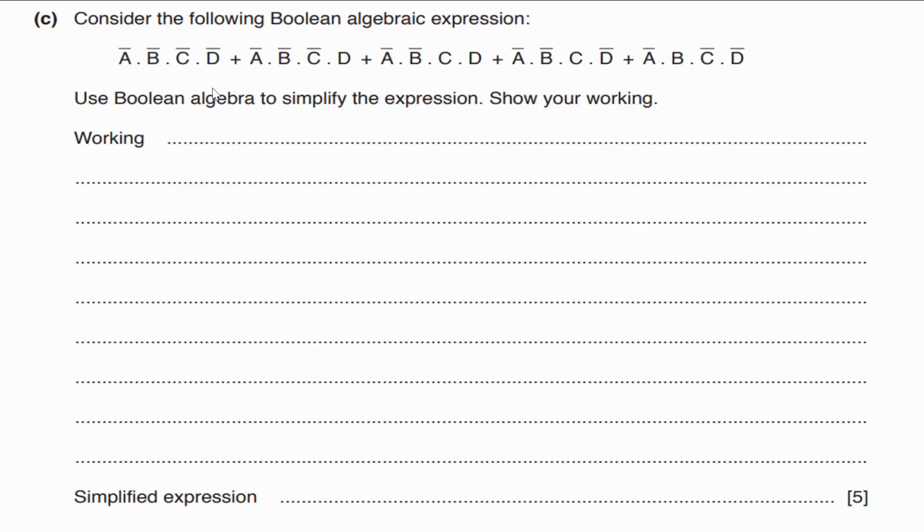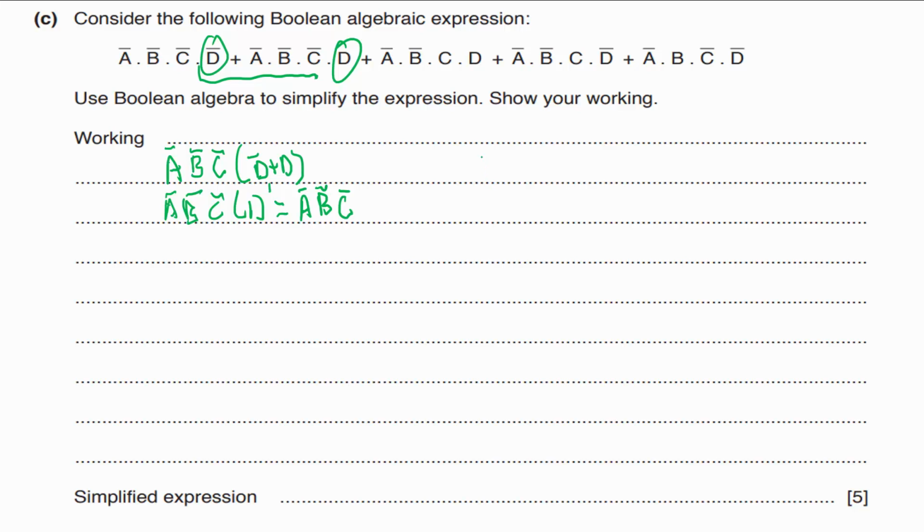All right, anyway, here we go. Looking at these two terms, I can do something with that D and that not D. I know this factors out to not A, not B, not C, times not D or D, and that comes out to 1. So we have not A, not B, not C multiplied by 1, and then I know that 1 is not needed. So that simplifies to not A, not B, not C.